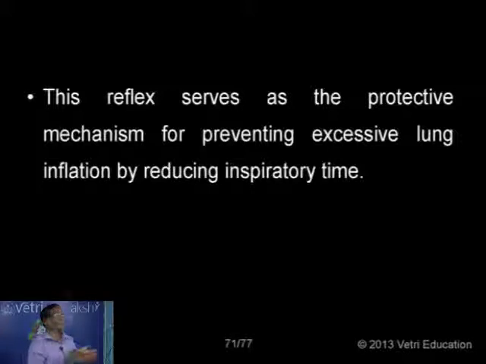So, in the Hering-Breuer reflex, normally the stretch receptors are stimulated. They carry the impulses through the 10th cranial nerve, through a depressor branch of the vagus nerve, to the respiratory rhythm center, so that it is stimulated. As a result, the expiratory process is initiated and the inspiratory process is suppressed. So, by which we can prevent the excessive inflation of the lungs, by way of reducing the inspiratory time, the duration. So, that is a protective mechanism.